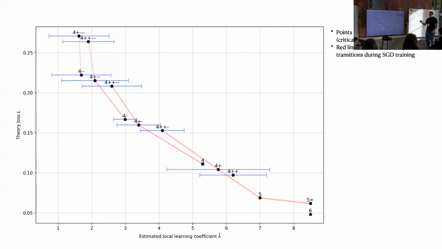Okay, so a red line between two critical points, say from 4 plus plus minus to 4 plus, indicates that in one out of, I think, on the order of 400 or 500 SGD trajectories, maybe more, a training run was near this critical point, and then at some later time near this one, without passing nearby any other known critical point.